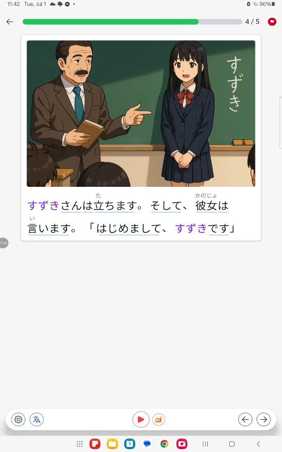鈴木さんは立ちます。そして彼女は言います。はじめまして、鈴木です。 So this means he stands. I recognize this as Li or Wei. I don't know which one. I think Wei has the renzapong, so this is probably Li meaning stand up. Then she speaks. Nice to meet you. This is literally the polite conjunctive form of hajimeru, which means to begin something.